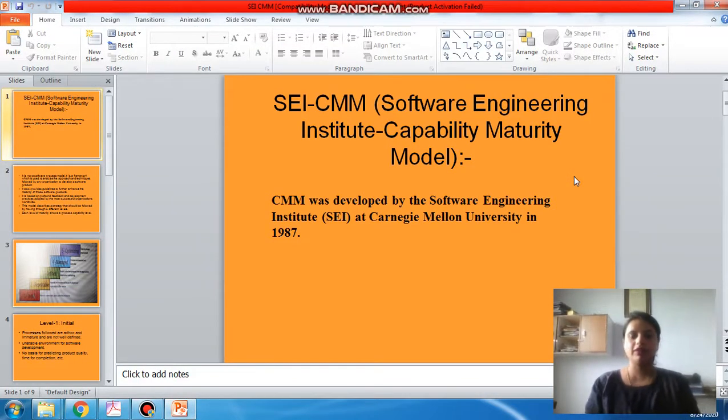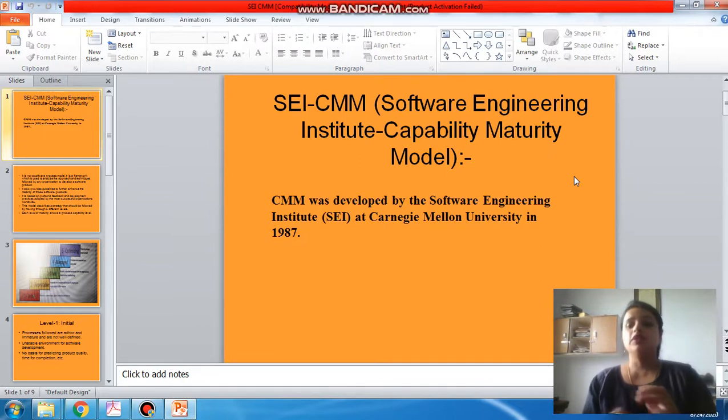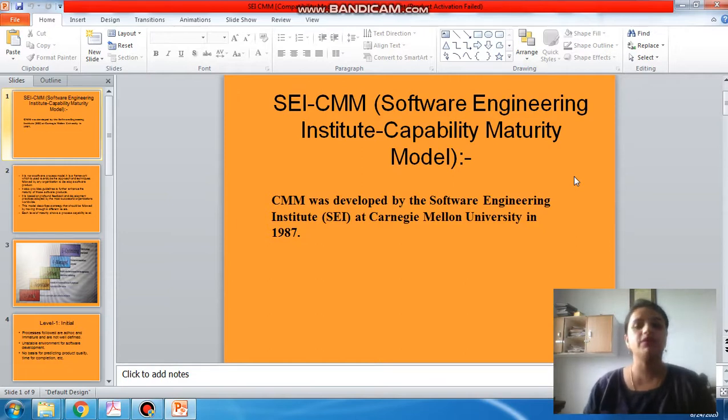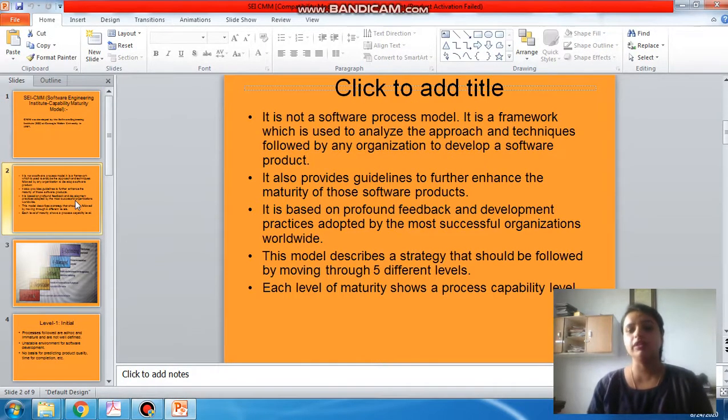Hello students, so today we will discuss the unit 2 topic, that is SEI CMM, that stands for Software Engineering Institute Capability Maturity Model. It has been developed by the Software Engineering Institute at Carnegie Mellon University in 1987. So this is just information about this. Now let's come to the concept: this is not a process model. Must remember this thing. This is the main thing here, that CMM is not a process model.